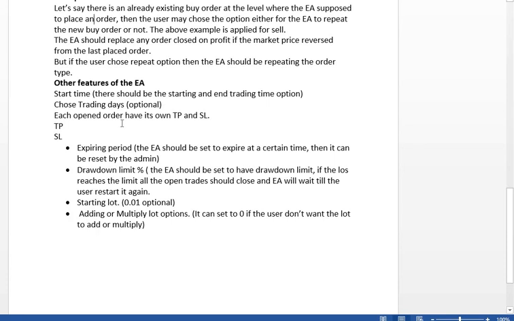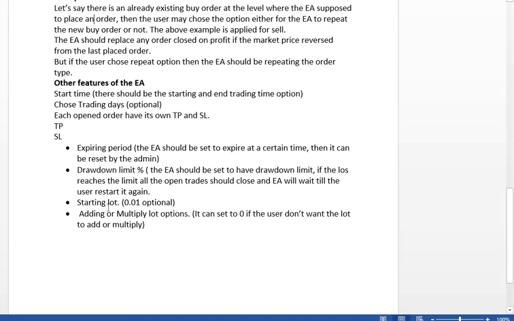Each open order can have its own TP and stop loss, so that's an option. The user should be able to have that option. The EA should have an expiring date. Yes, an expiring date, and only the admin can reset that particular expiring date. Then we have drawdown limit, meaning that if the EA's open positions have a loss of a certain percentage of the equity or the balance, the EA should close the whole open position so as to restart again.